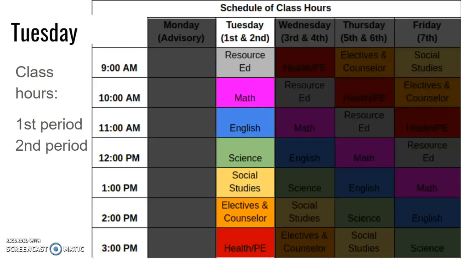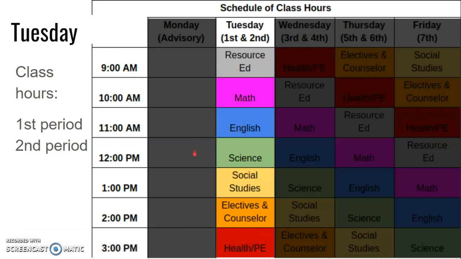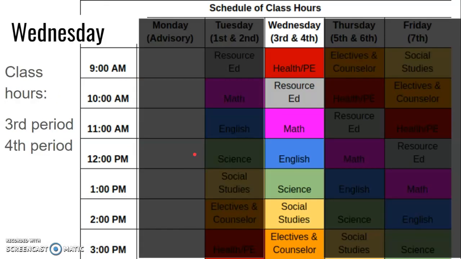On Tuesday, class hours are first period and second period. So whatever your first and second class periods would be, you would find those times within Tuesday, and that's when you would attend live sessions with those teachers. Wednesday is third and fourth period.